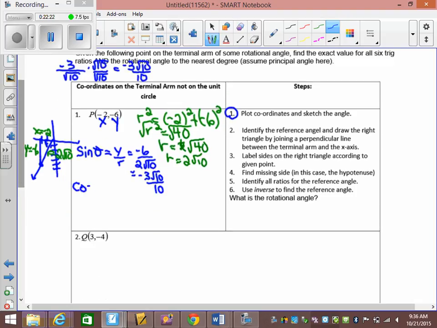Cos theta is x over r. So negative 2 over 2 root 10, which when you reduce it is actually going to be negative 1 root 10 over 10. Tan theta is y over x. This one's nice because it doesn't have the root. So negative 6 over negative 2, y over x, sorry guys. Negative 6 over negative 2, or 3.